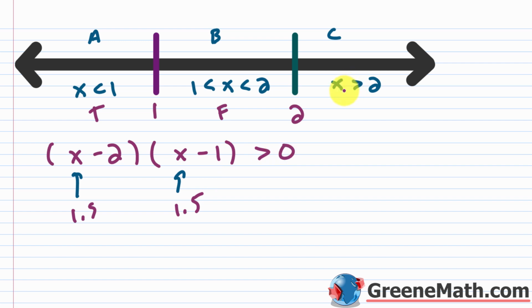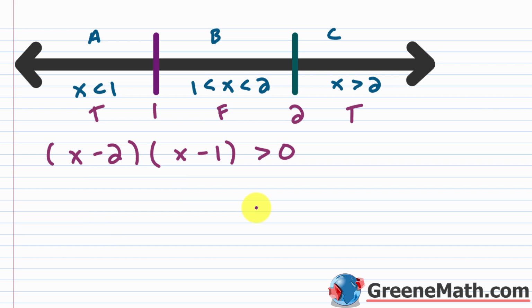Okay, for region C, where x is strictly greater than 2, let's just pick 3. And you can see that 3 minus 2 would be 1, and then 3 minus 1 would be 2. So again, you only have to think about the result. Is it going to be positive or negative? So this is a positive times another positive, so it would work here. A positive would always be greater than 0, so this is true. Again, if you want to crank it out, 3 minus 2 is 1, 3 minus 1 is 2, so 2 times 1 would give you 2.